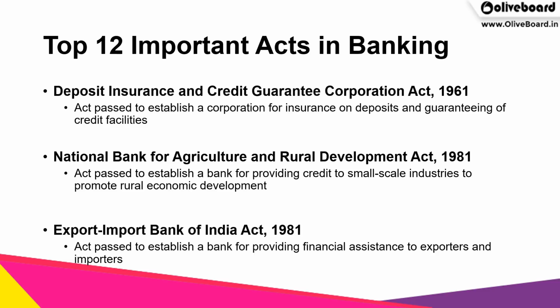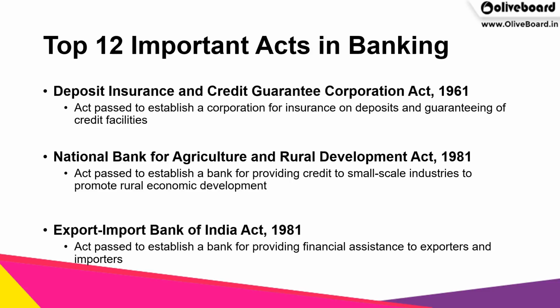Let's talk about the Deposit Insurance and Credit Guarantee Corporation Act 1961. This act was passed to provide for an establishment of a corporation for insurance of deposits and guaranteeing of credit facilities. Next, we will talk about the National Bank for Agriculture and Rural Development Act 1981.